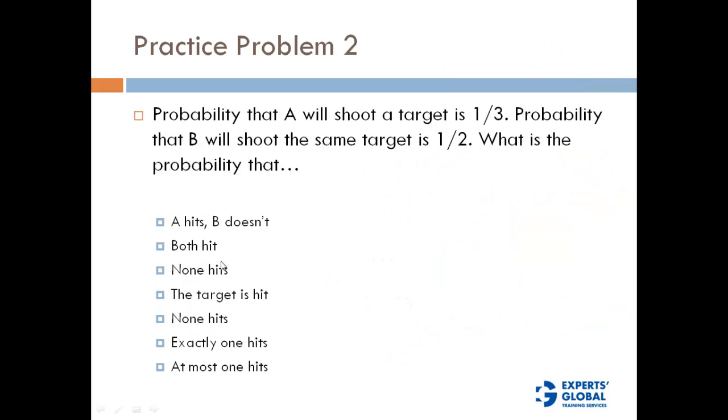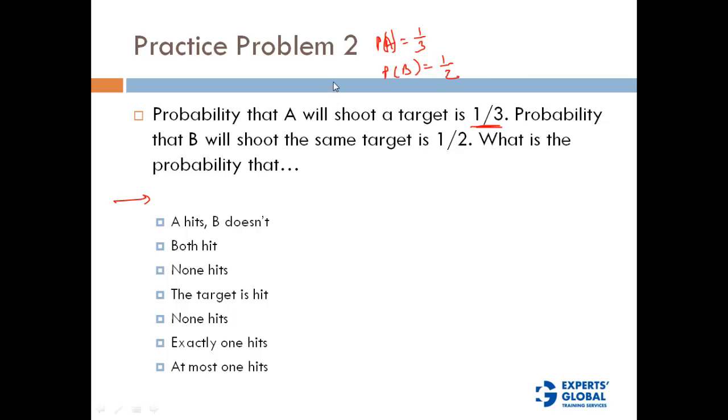Let's look at this problem. Please pause the video and give it a try. Probability that A will shoot a target is 1/3. Probability that B will shoot the target is half. Probability of A is 1/3. Probability of B is half.